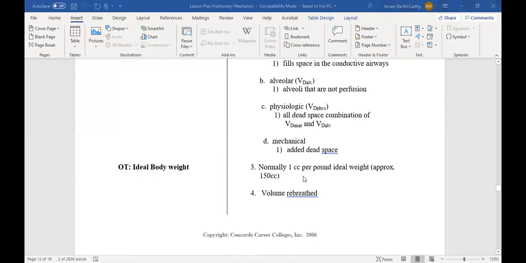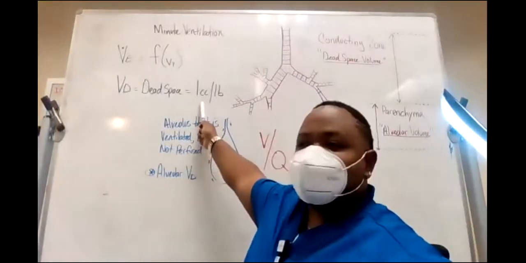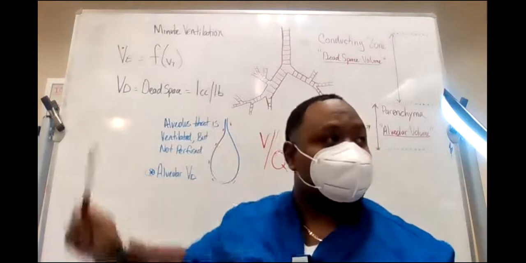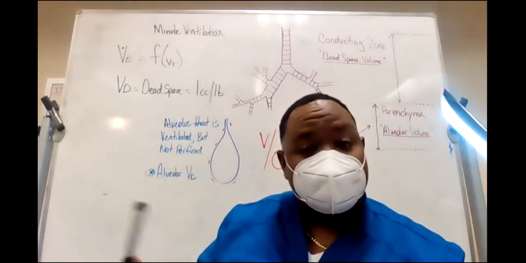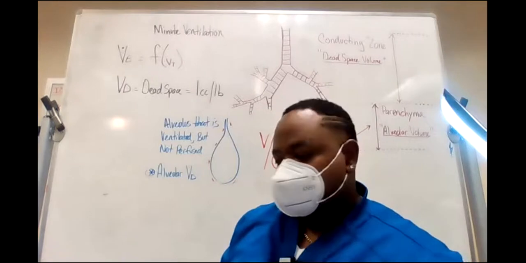Now, how much dead space? How do we know what the dead space is? Well, this is the formula. Dead space is 1 cc per pound of ideal body weight. 1 cc for every pound of body weight. That's how you can calculate their dead space.